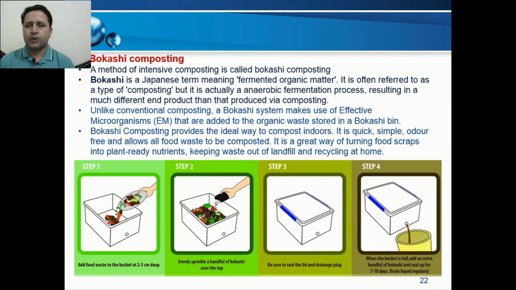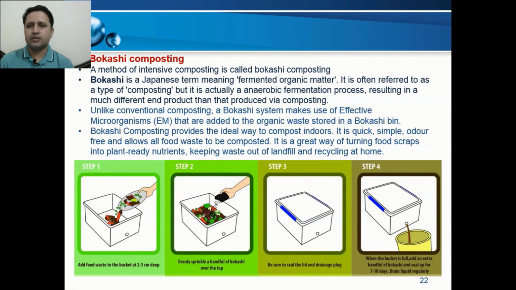Another important type of composting is bokashi composting. It is a method of intensive composting in which you use already known microorganisms, which are called effective microorganisms. Bokashi is a Japanese term meaning fermented organic matter, and it is often referred to as a type of composting, but it is actually an anaerobic fermentation process which results in a much different end product than the product produced by the composting process.